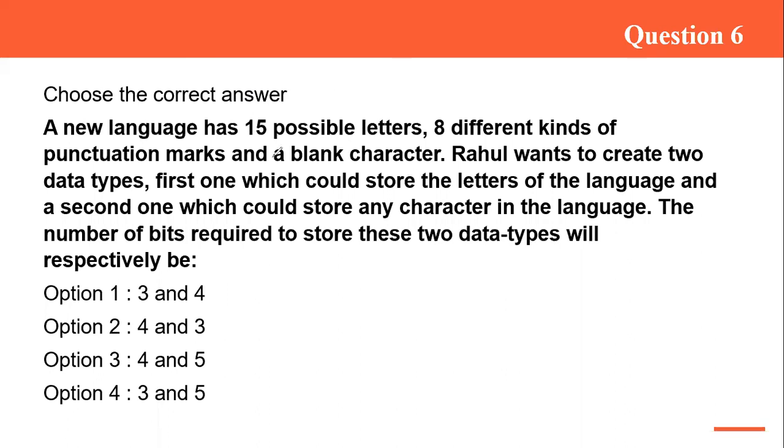Now, a new language has 15 possible letters, 8 different kinds of punctuation marks, and a blank character. Now see, Rahul wants to create 2 data types. First one which could store letters of the language, and second one which could store any character in the language. The first one we are okay. Let us talk about letters.